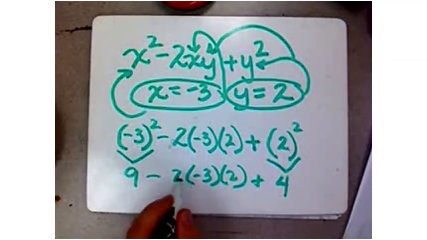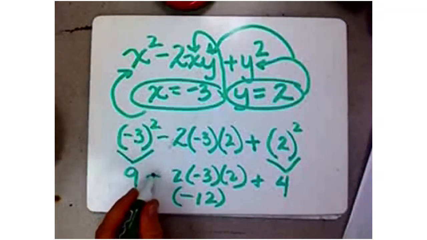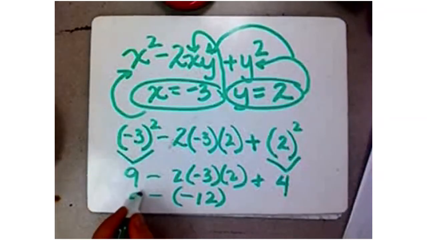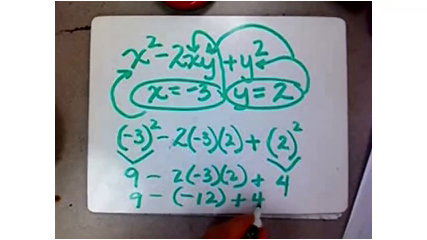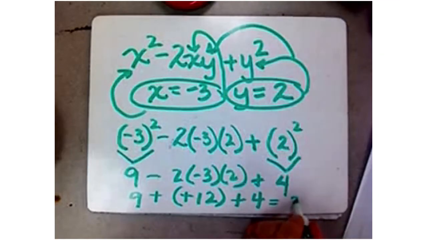Then you do the multiplication. 2 times -3 is -6. -6 times 2 is -12. Notice I keep it in the parens because now I got to pull down the 9 and the minus and the plus and the 4, and you should notice you have a negative, plus, plus. Now you have 9 plus 12 plus 4, which is 25.